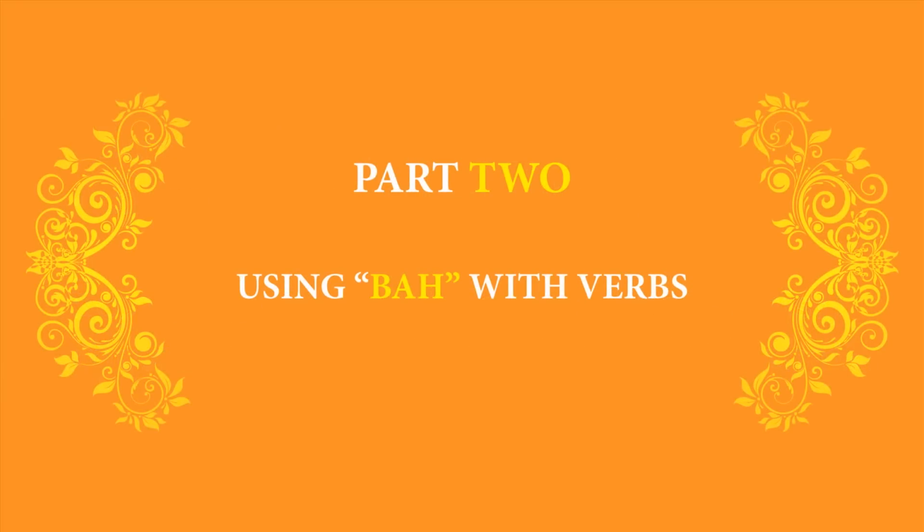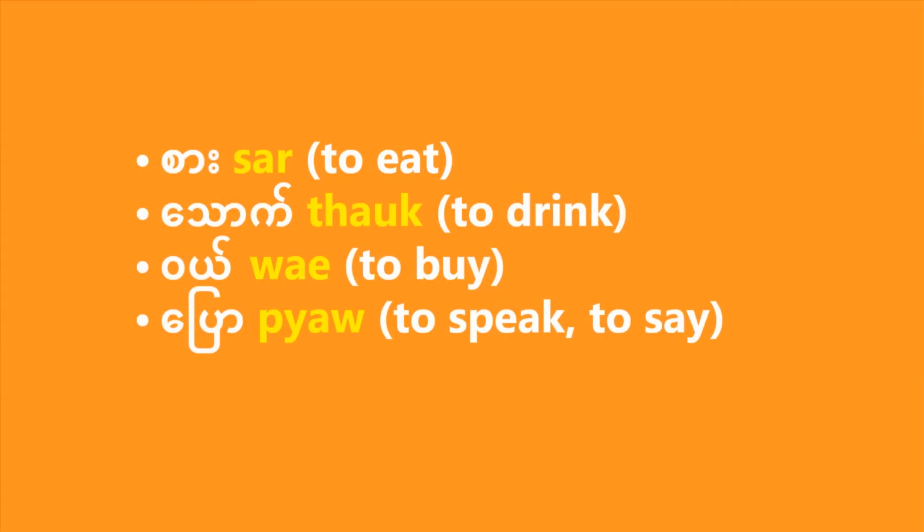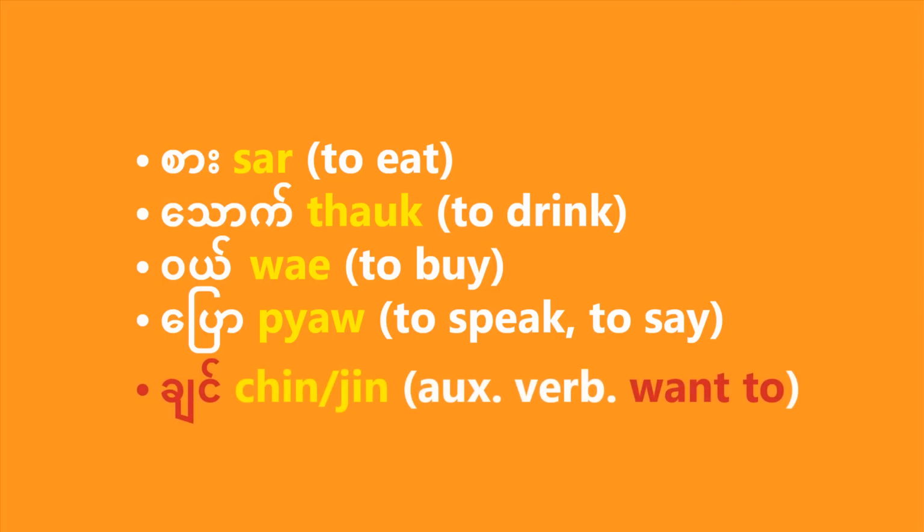Here are the 4 verbs that we'll be using today. Sa is to eat. Thauk, to drink. Where, to buy or purchase. And pyo, to speak or to say something. For this lesson, you would also need to know the auxiliary verb chin, often pronounced jin, which is the equivalent of want to.